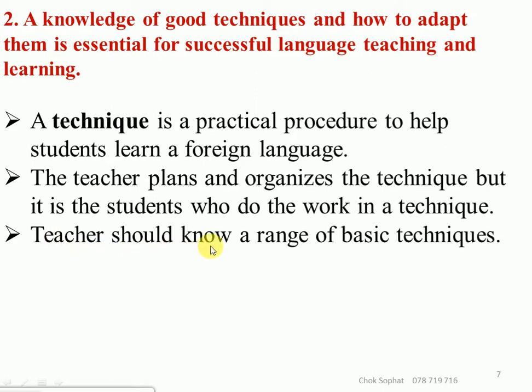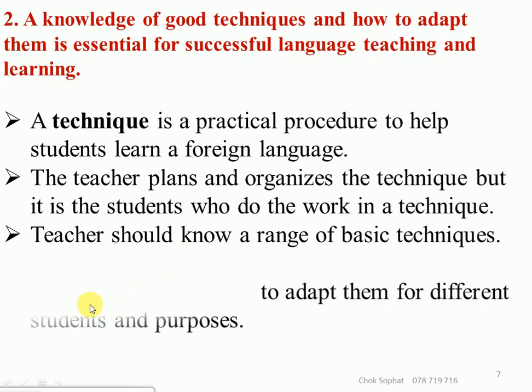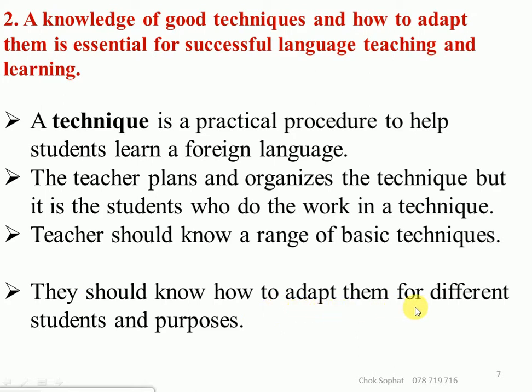The teacher should know the range of basic techniques. So you have to know which technique should be first, which technique should be next, and so on and so forth. You have to learn the techniques. They should know how to adapt them for different students and purposes. So in order to achieve the objective, you have to know how to adapt, how to apply the techniques for your students to practice.